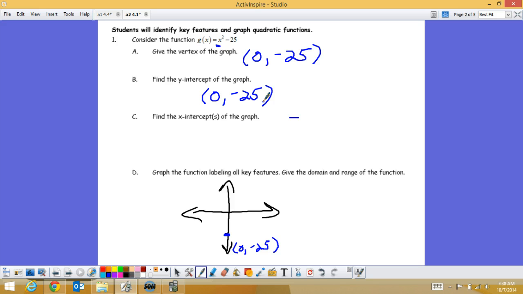Now to find the x-intercepts, it's a little bit more involved. Instead, we substitute 0 in for y. So to set this up, we're going to set this equal to y, and we're going to solve it for x. Now, the first thing you want to do in solving this for x is get the x squared part by itself. So we're going to add 25 to both sides.